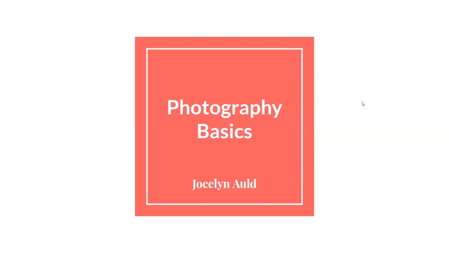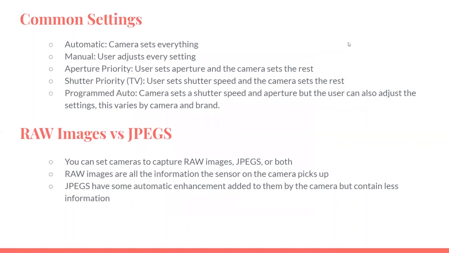Okay, so I'm basically going to be going over the basic settings and how to use them within photography. So first, the common settings that your camera has. Most cameras will allow you to choose different modes for how you want to photograph things. Automatic is where the camera sets everything, your aperture, your shutter speed, does the exposure and everything for you. Manual is the exact opposite. It's where you have to manually set everything, and I'll go into more about what aperture, shutter speed, all that sort of stuff is.